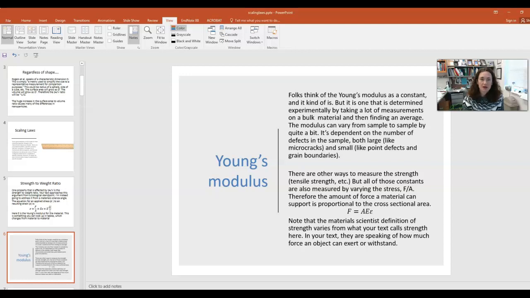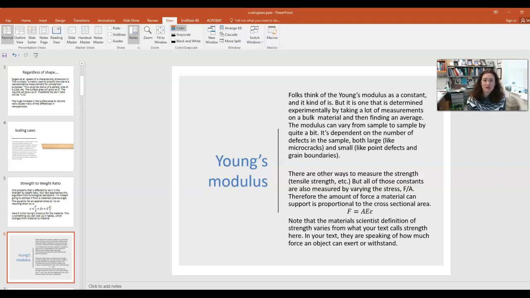All right, now, when you're talking about the strength of a material, the Young's modulus definitely factors into it. But what your text does is talk about strength in terms of the amount of force that that object can support or hold or withstand, okay? So what we would do is in the equation for stress strain, we would back out the force by multiplying both sides by the cross-sectional area of the material. So the force would be equal to the cross-sectional area times the Young's modulus times the strain, okay?